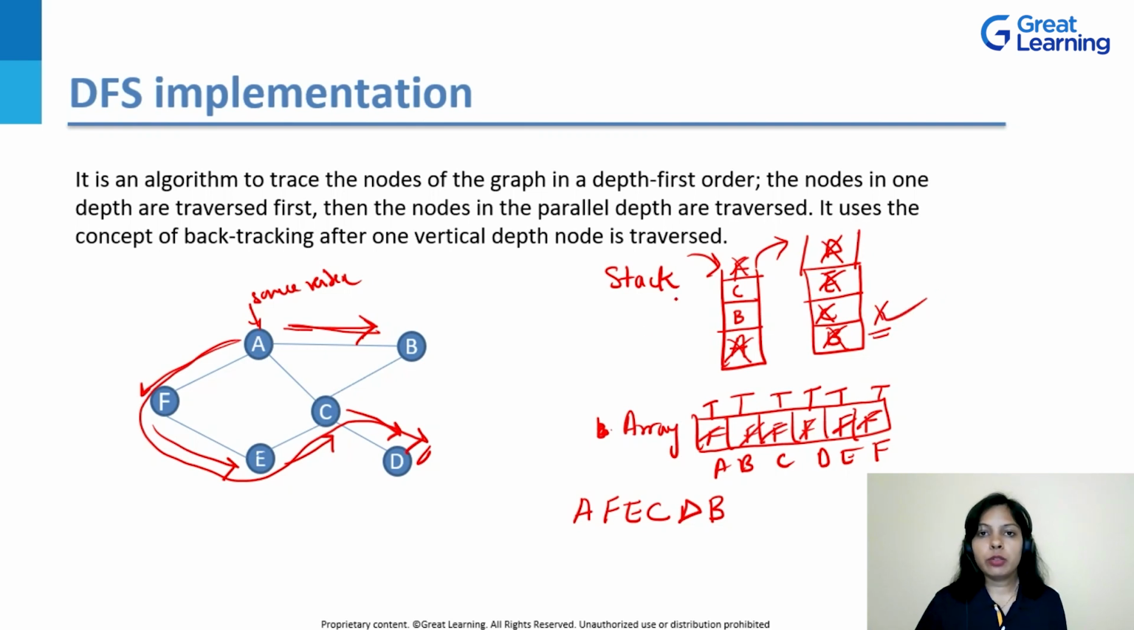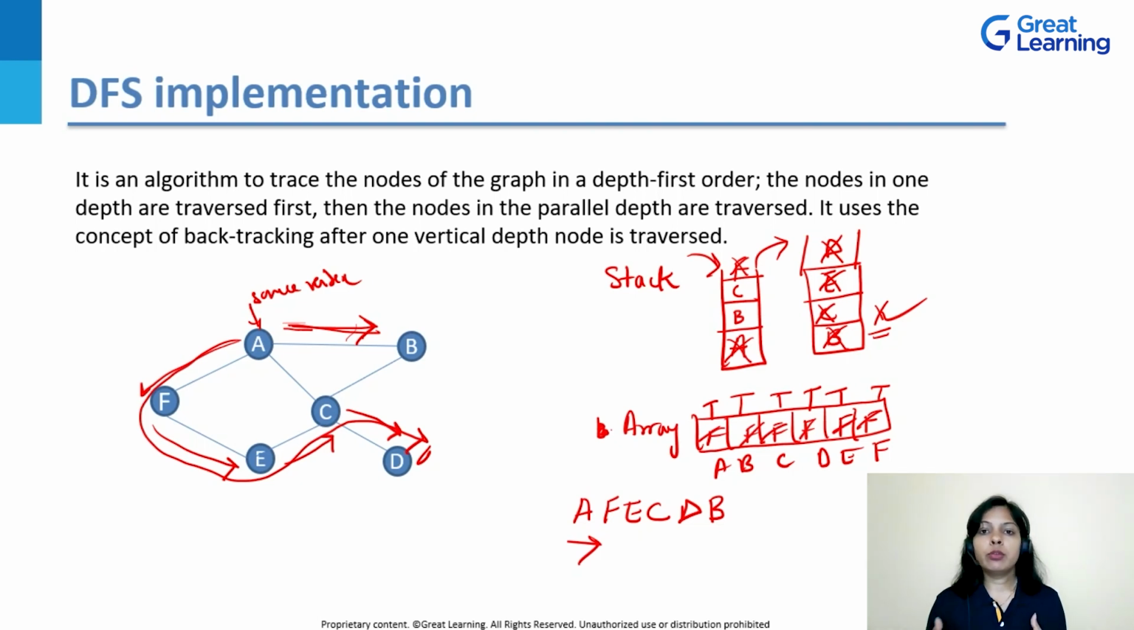Once it is empty, no need to perform this operation again. We can stop there. So that will be our stopping criteria of the algorithm. Now this is what we got. So you can see here, A is traversed first, then F, then E, then C, then D, and then lastly B. So this is one depth traversed first or searched first, then the next depth. So this is your depth first search algorithm, and this is how it works.